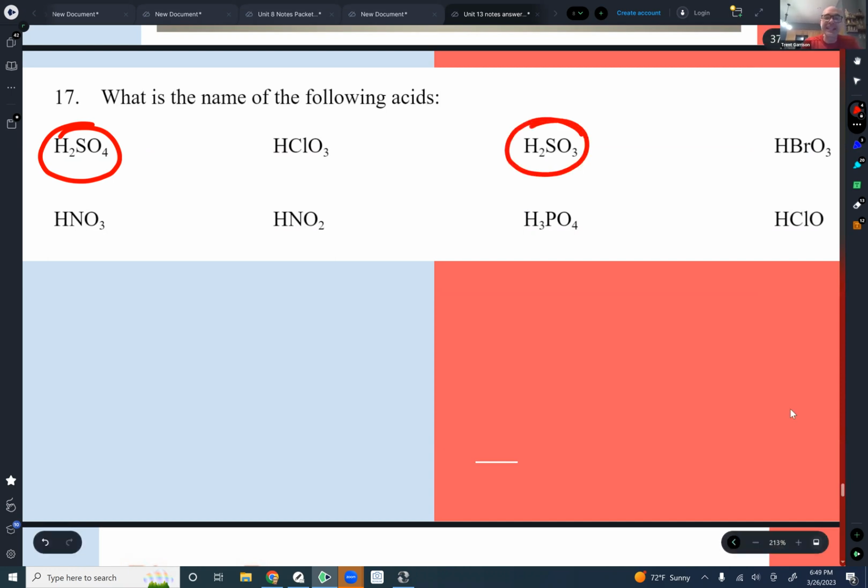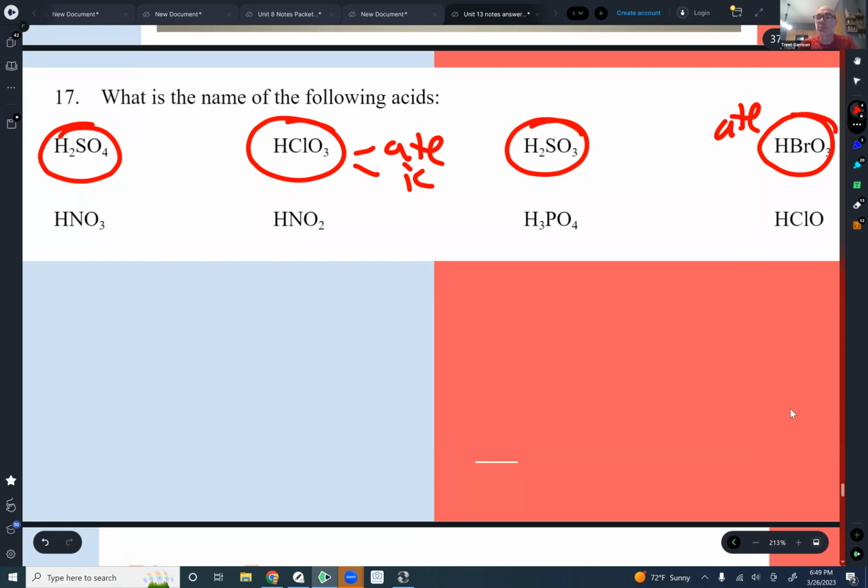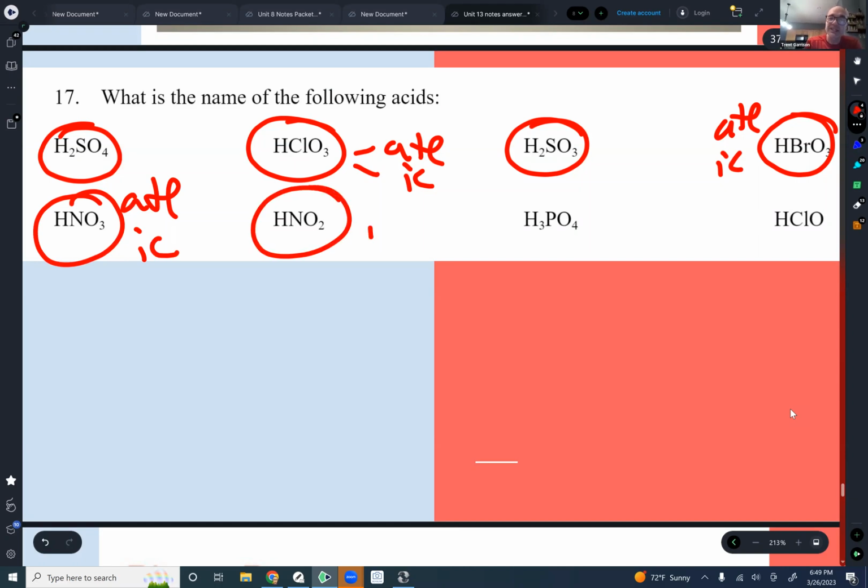This one, it is chlorate. So it becomes chloric acid, not hydrochloric, just chloric. These are all polyatomics. This is bromate. So it becomes bromic acid. This is nitrate, so it becomes nitric acid. Now this one is nitrite, so it becomes nitrous acid. This one is phosphate, so it becomes phosphoric.